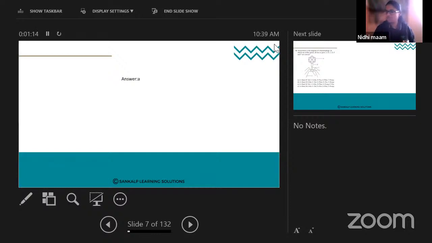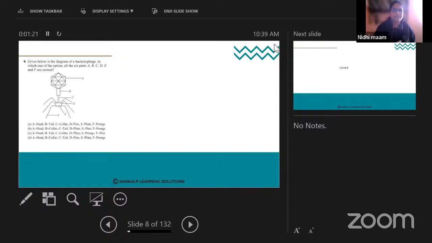Lakshmi from YouTube answered it as option D. So the right answer is option A. Next question. Given below is the diagram of bacteriophage.